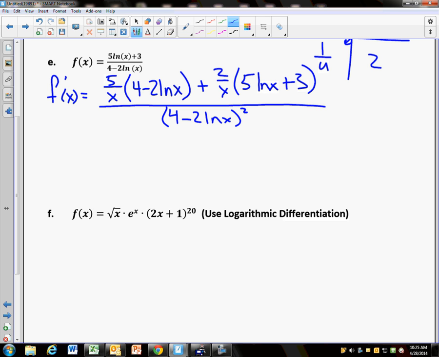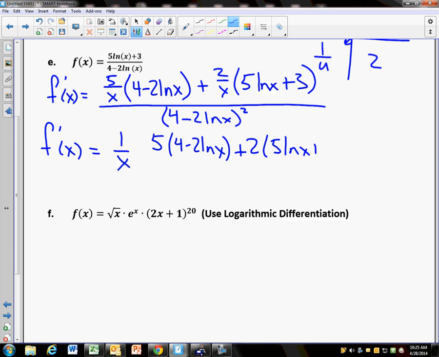Yeah, you'd be cutting your finger off. That's all right. You just said that because you want everybody else to learn, which is great, so thank you. I'm going to just do one little trick here. I'm going to factor out a 1 over x. And I'll be left with, in the top, 5 times 4 minus 2 natural log of x plus 2 times 5 natural log of x plus 3 over 4 minus 2 natural log of x quantity squared.